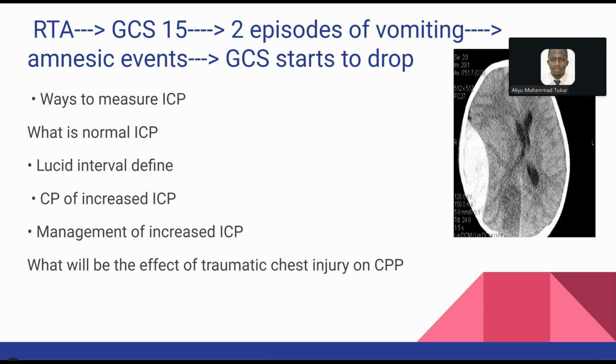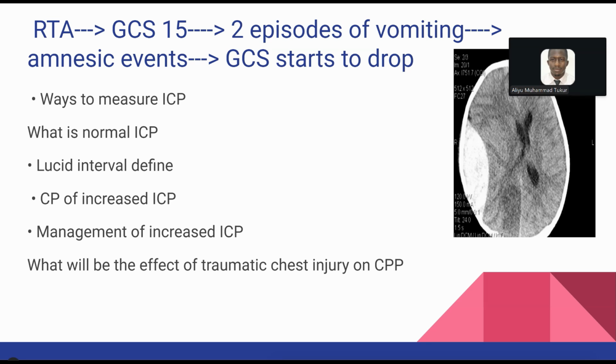Okay, so what are the ways by which you can measure the ICP? Ways to measure the intracranial pressure can be more invasive or less invasive. One way is by using an intraventricular catheter. It's more accurate. However, it has the disadvantages of being difficult to insert, and the risk of injury and infection.